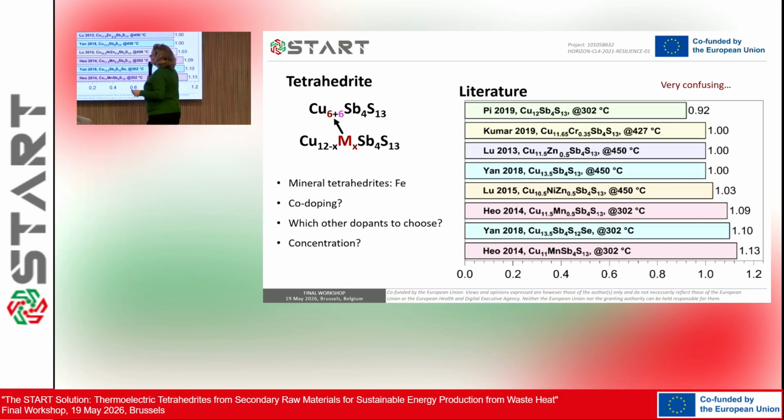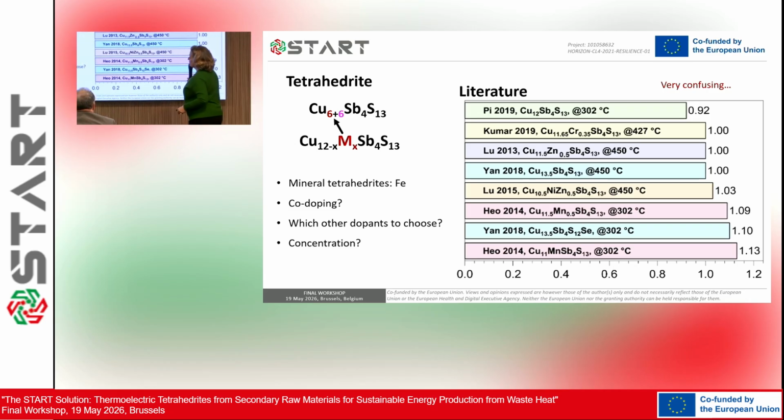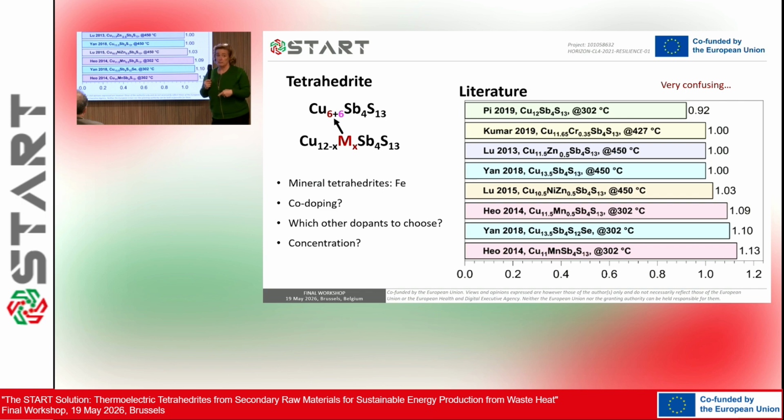So this is what we want to do. We want to replace a type of atom, of copper atom. But if you go to the literature, the problem with us, we knew we had to use iron because iron exists in the mineral. But should we use something else? How much should we use? Should we combine?